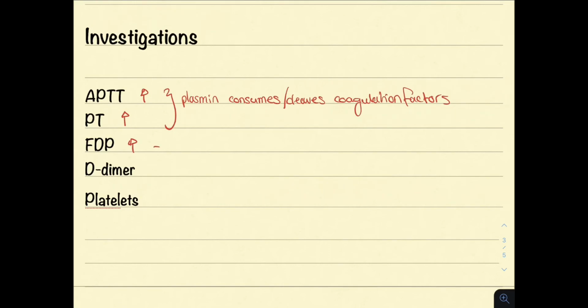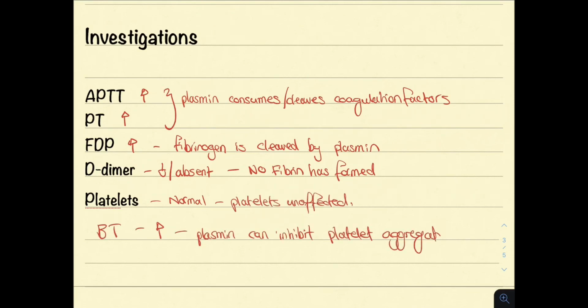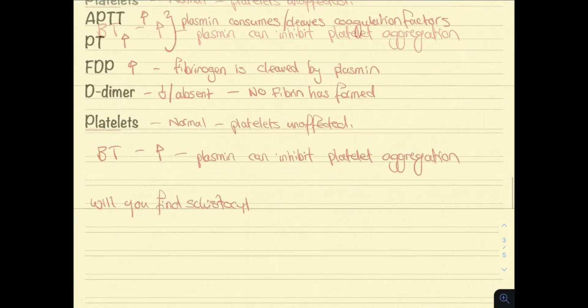Fibrinogen degradation products, or FDPs, will be increased as fibrinogen is cleaved by plasmin. However, D-dimer would be low or absent. Again, remember from the pathophysiology, we do not have any fibrin clots to break down, so D-dimer would not be produced, but we do have fibrinogen in the blood, and this can be cleaved to fibrinogen degradation products, but not D-dimer. D-dimer is always the breakdown of the fibrin clots. Platelets would be normal, although the bleeding time would be increased. The reason for this is that plasmin can also inhibit platelet aggregation.